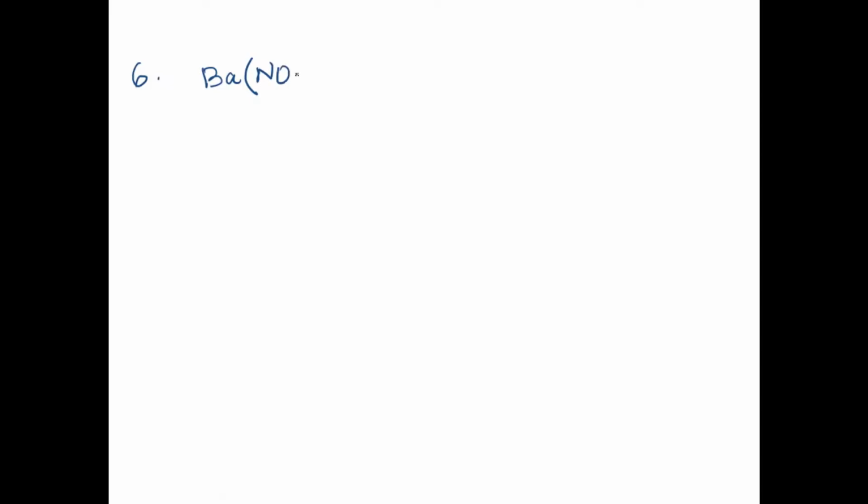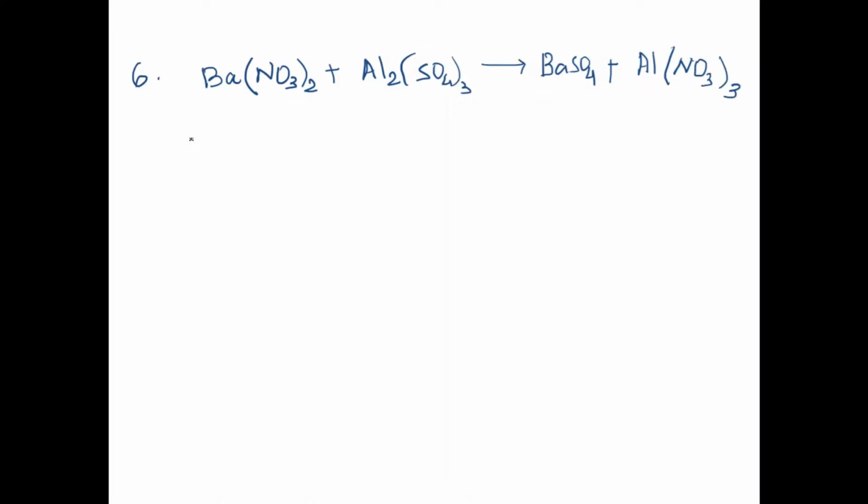barium nitrate, Ba(NO3) whole twice, reacts with aluminium sulfate, Al2(SO4) whole thrice, gives barium sulfate, BaSO4, plus aluminium nitrate, Al(NO3) whole thrice. So we start the balancing again with the basics: Ba, and then N and O and Al, S. I hope I have written all the elements. Barium, nitrogen, oxygen, aluminium, sulfur.